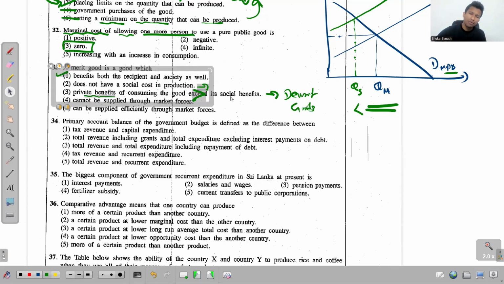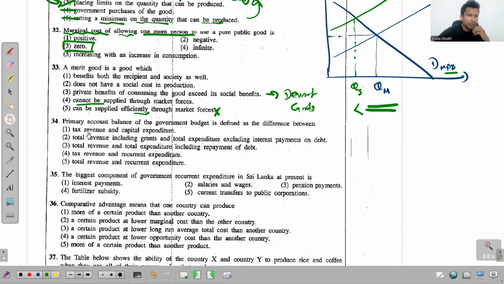And then the fourth one, cannot be supplied through market forces, not to a certain extent. We can supply merit goods through the market, but the allocation or the supply that we receive from the market is not enough for merit goods. So it can be supplied to a certain extent. So this is also not the answer there. Fifth one, can be supplied efficiently through the market? You can supply that through the market, but not efficiently. So this is also not the answer.